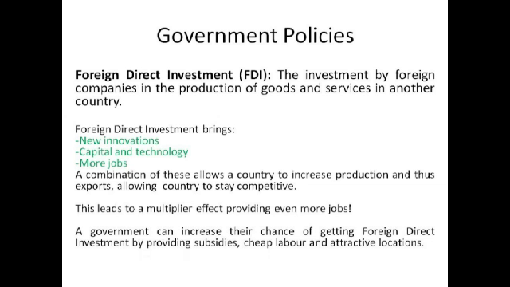Woo! And the government can increase their chance of getting foreign direct investment by providing subsidies for the foreign companies, by providing cheap labour. So it's not really happening over here, but places like China, everyone's like, ooh, we're going to foreign direct invest in them because we can get cheap labour. And attractive locations, because foreign companies are like, ooh, that looks nice, we're going to go over there. And it's really shallow of them, to be honest, but you know.